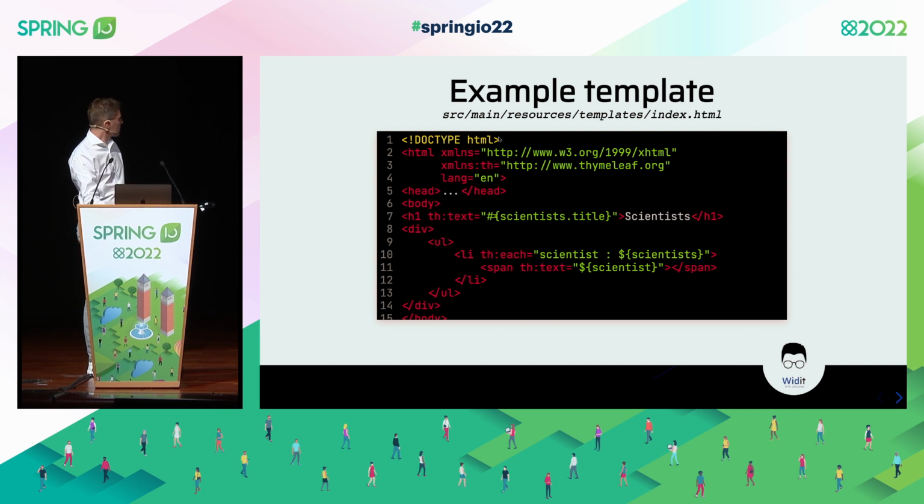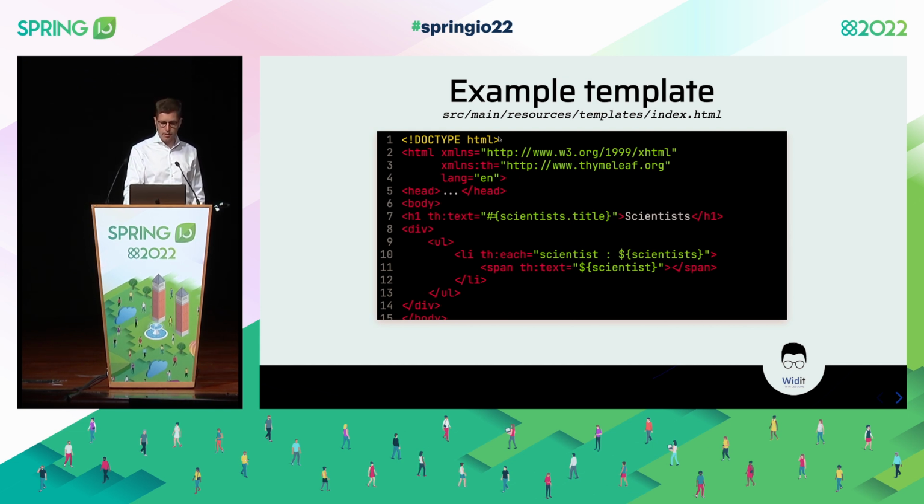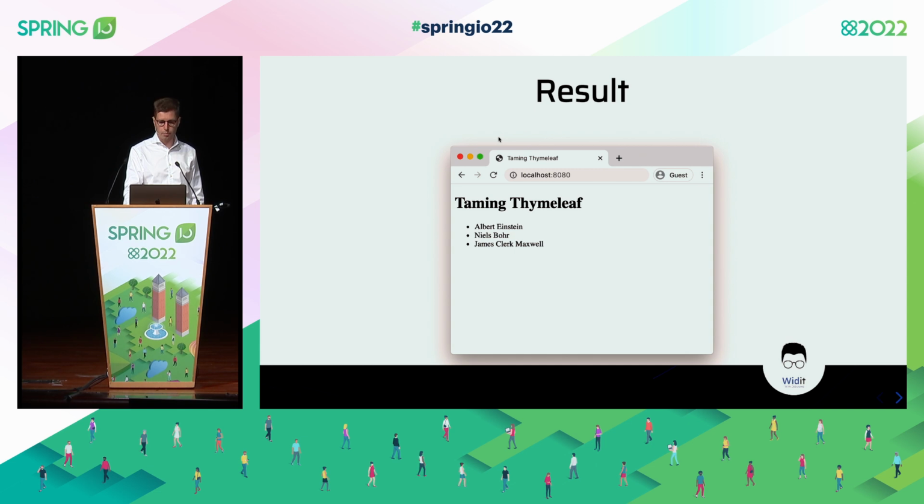Also, our scientists variable we can use, and we can iterate over this list of scientist names and build up our different li items. So rendering this in the application, we end up with this result, just a simple web application showing 3 names.